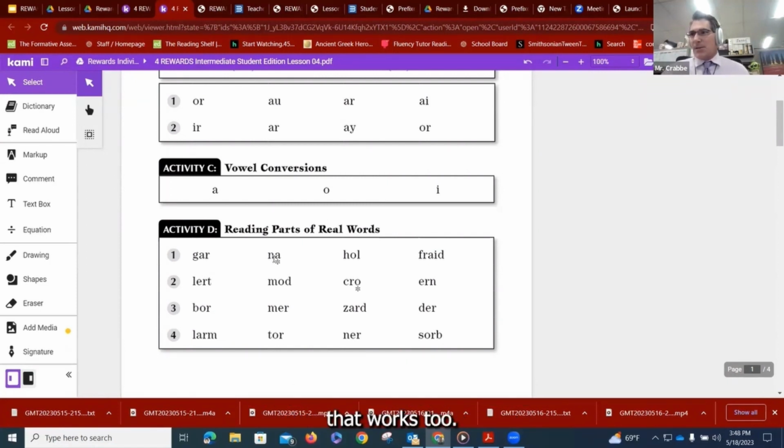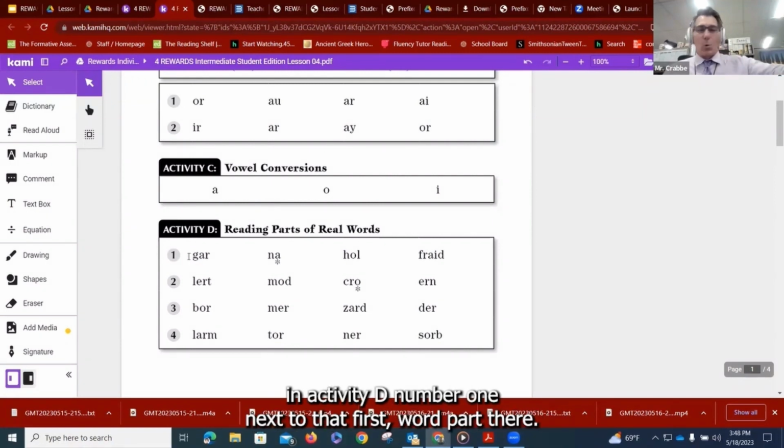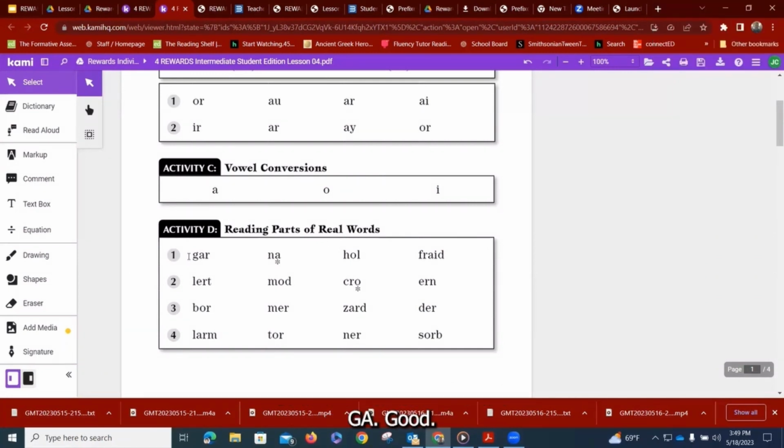That works too. So I'm going to put my cursor to the left of, in activity D, number 1, next to that first word part there. Read the first word part to yourself. What part? Gar. Good. Okay.